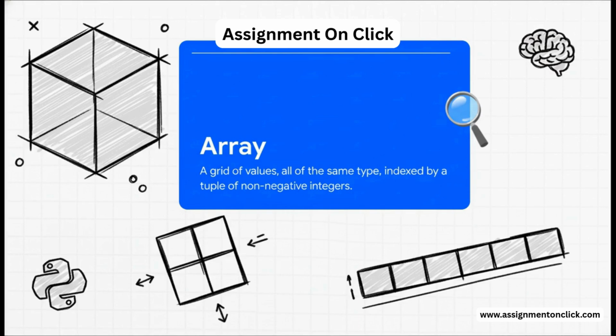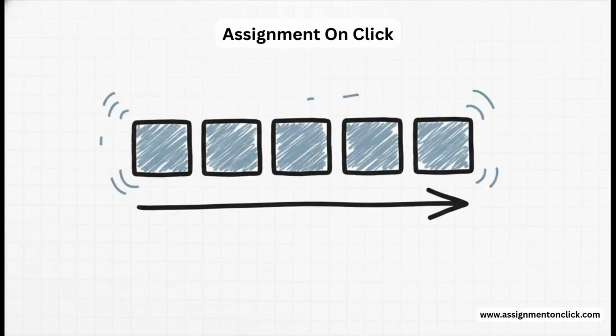Every single value in that grid has to be the exact same data type. So the easiest place to start is with a one-dimensional array. You'll often hear this called a vector in math terms. And yeah, it looks a whole lot like a plain old Python list. But don't let that fool you. Under the hood, this thing is a high-performance machine, totally optimized for calculations.